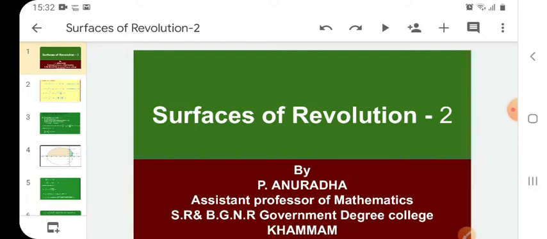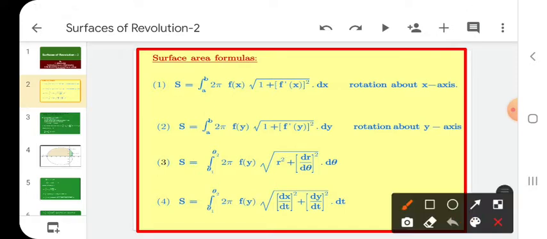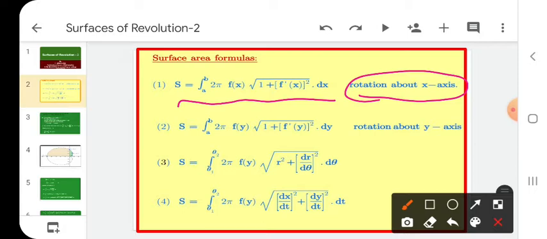Here we have four types of formulas. If the curve revolves about an axis, what is the formula we use to find the surface area? See, the first one denotes that formula. What is that? Integral a to b 2 pi f of x root 1 plus f dash x whole square dx. If the given curve revolves about the x-axis, we use this formula to find the surface area.